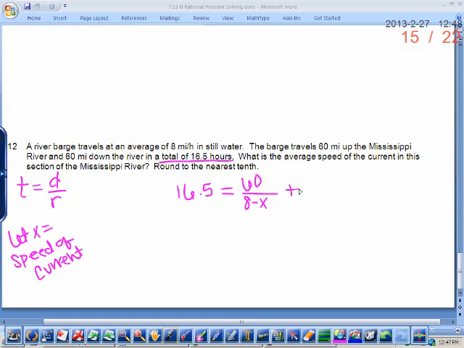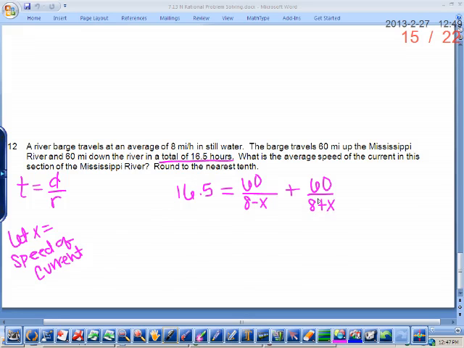All right, we're going to add that to the second leg. What's our second leg? 60 over 8 plus x. If we're going downstream, the current's helping us, right? It's making us go faster.